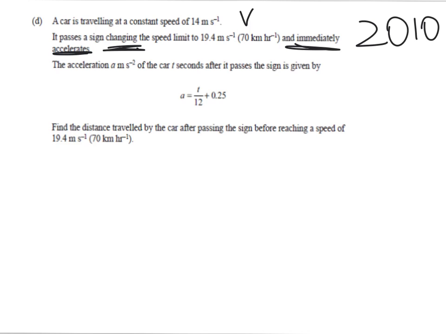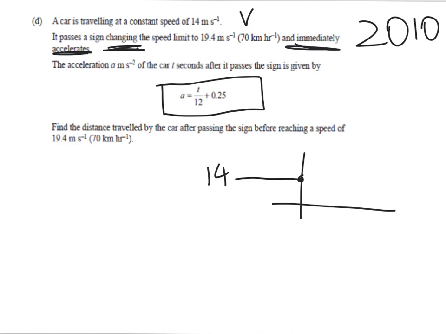The acceleration, A, of the car, t seconds after it passes the sign, is given by this function here. In other words, the car's driving along and it's got velocity of 14 metres per second. The speed limit changes and it slams its foot on the accelerator, and at some time in the future it will get up to the new speed limit, which is 19.4 metres per second or 70 kilometres per hour. And what we're asked to do is to figure out how far the car will have gone before it gets up to that speed. So we want to know about what's going on in here.